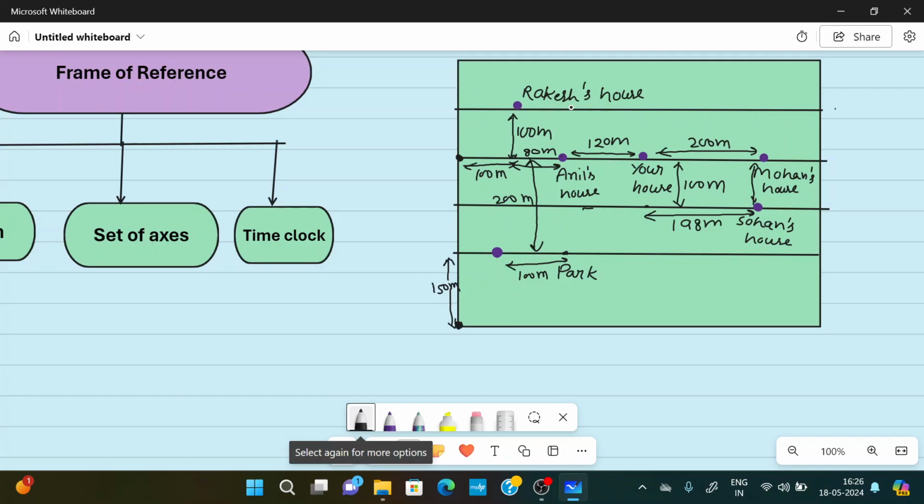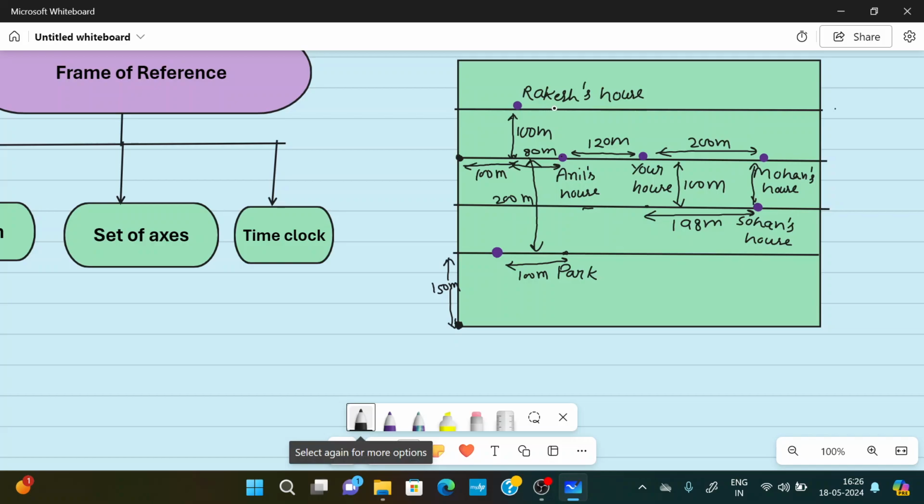So you will choose this horizontal line as the horizontal reference line which is passing from Rakesh's house, and this vertical line as the vertical reference line which is passing from Rakesh's house. And the point of intersection of these two reference lines is called the point of reference or origin.